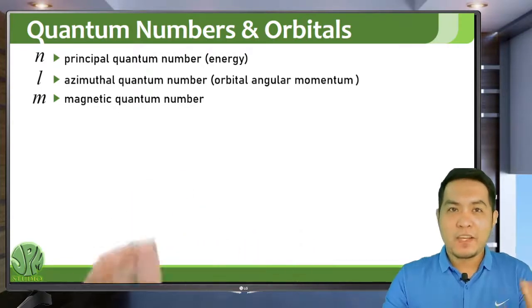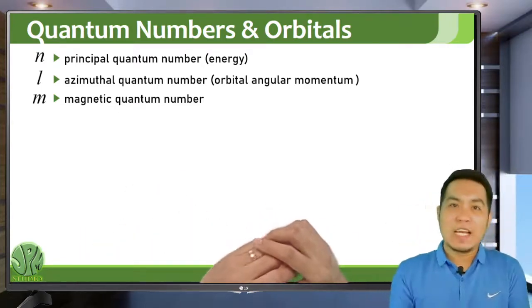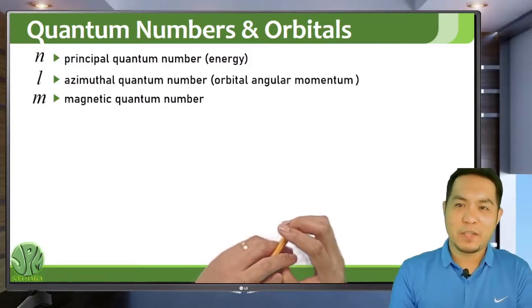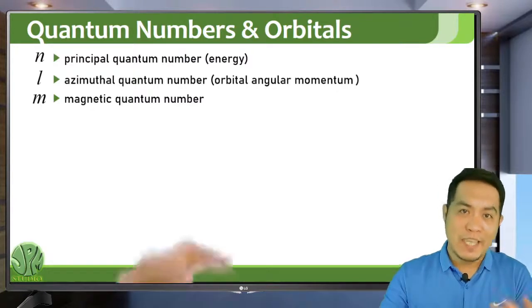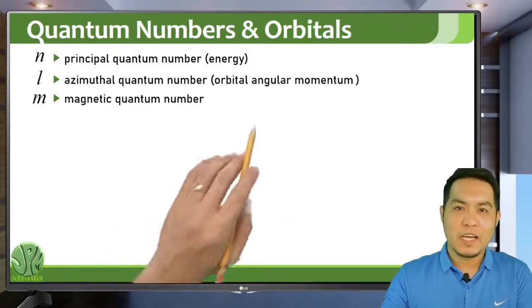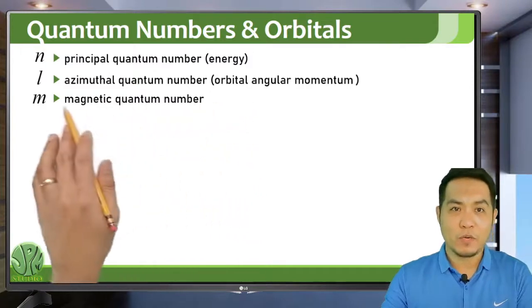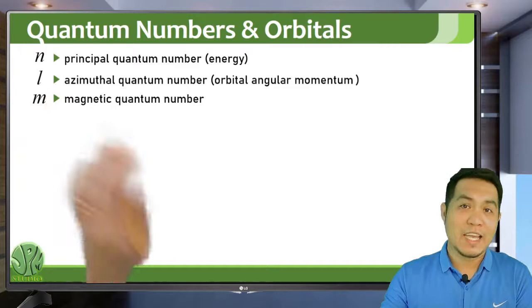So in general, there are actually two types of angular momentum: orbital angular momentum and spin angular momentum. So when we will be discussing angular momentum later, we will include spin angular momentum, where its associated quantum number is s.